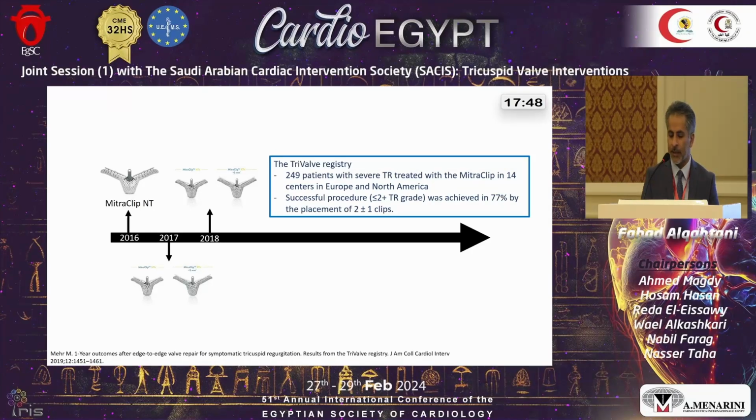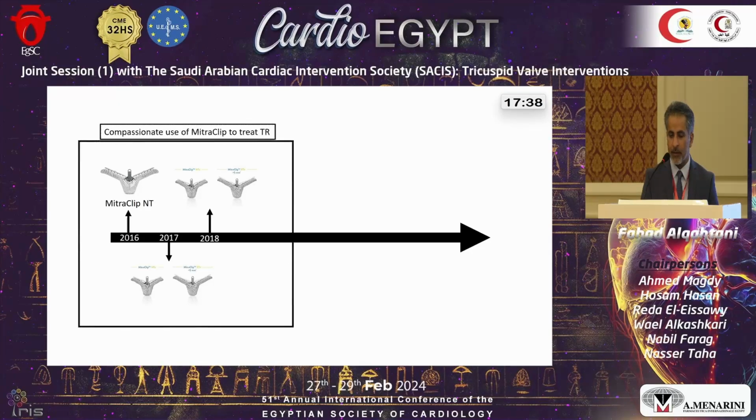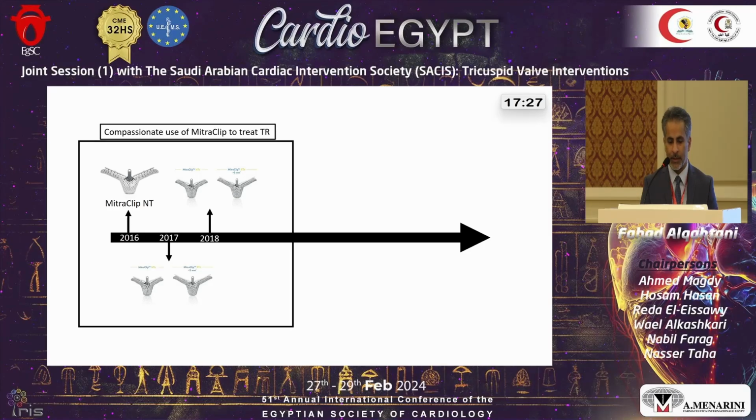There was a successful procedural outcome, defined as TR grade lower than 2, in 77% of the patients. During that time, at this stage, the only device used was the mitral clip in the tricuspid valve, and it was only for compassionate use.